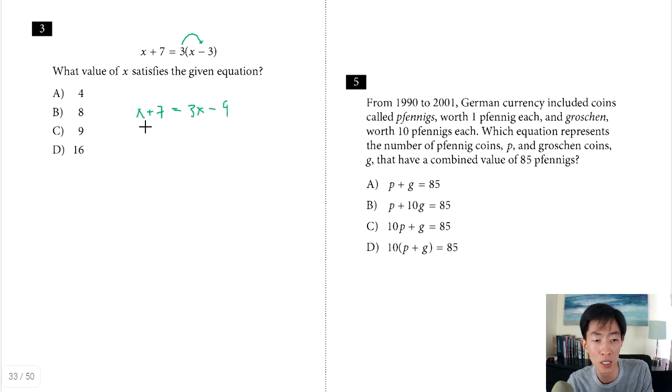And then we're going to subtract x from both sides. We're going to get 7 equals 2x minus 9. Add 9 to both sides. We get 16 equals 2x. Divide both sides by 2. We get x equals 8. And the answer is B.